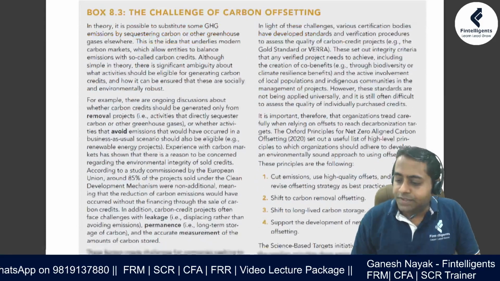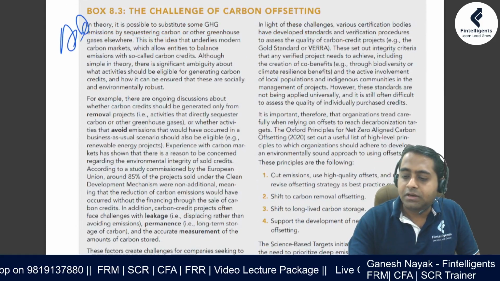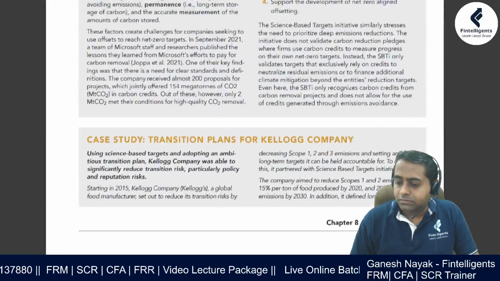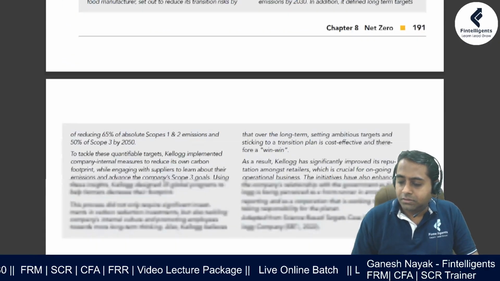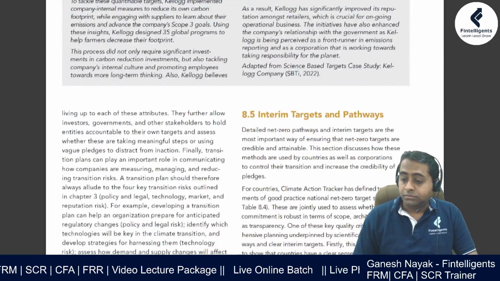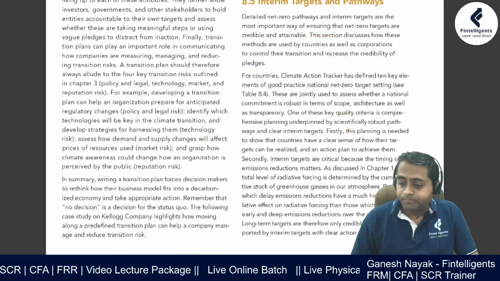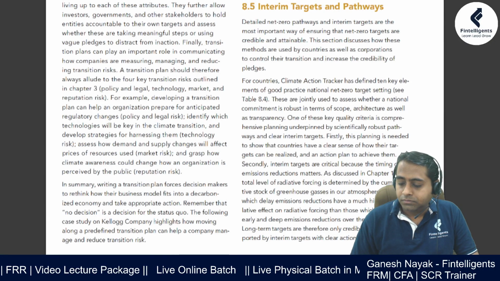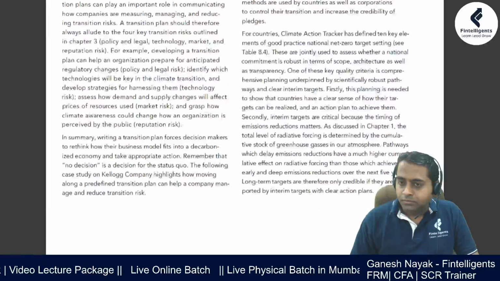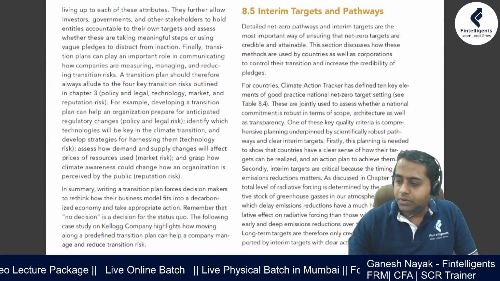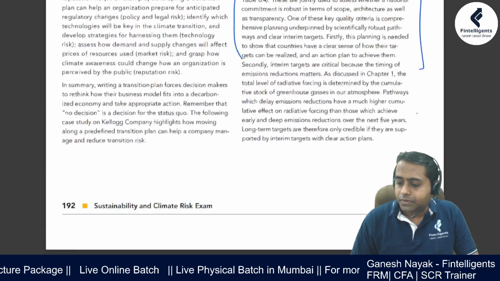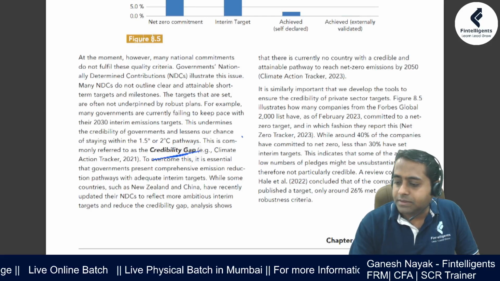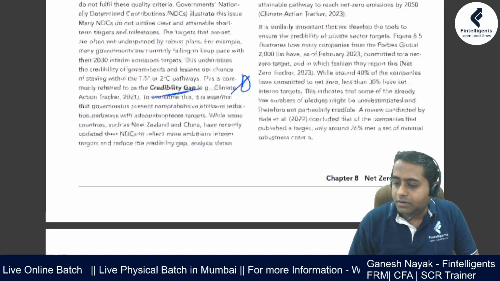Challenge of carbon offsetting. Yes, this entire section, double star. This also double star. So this over here, this section. Net zero credibility gap. Yes, mark it a star. Important.